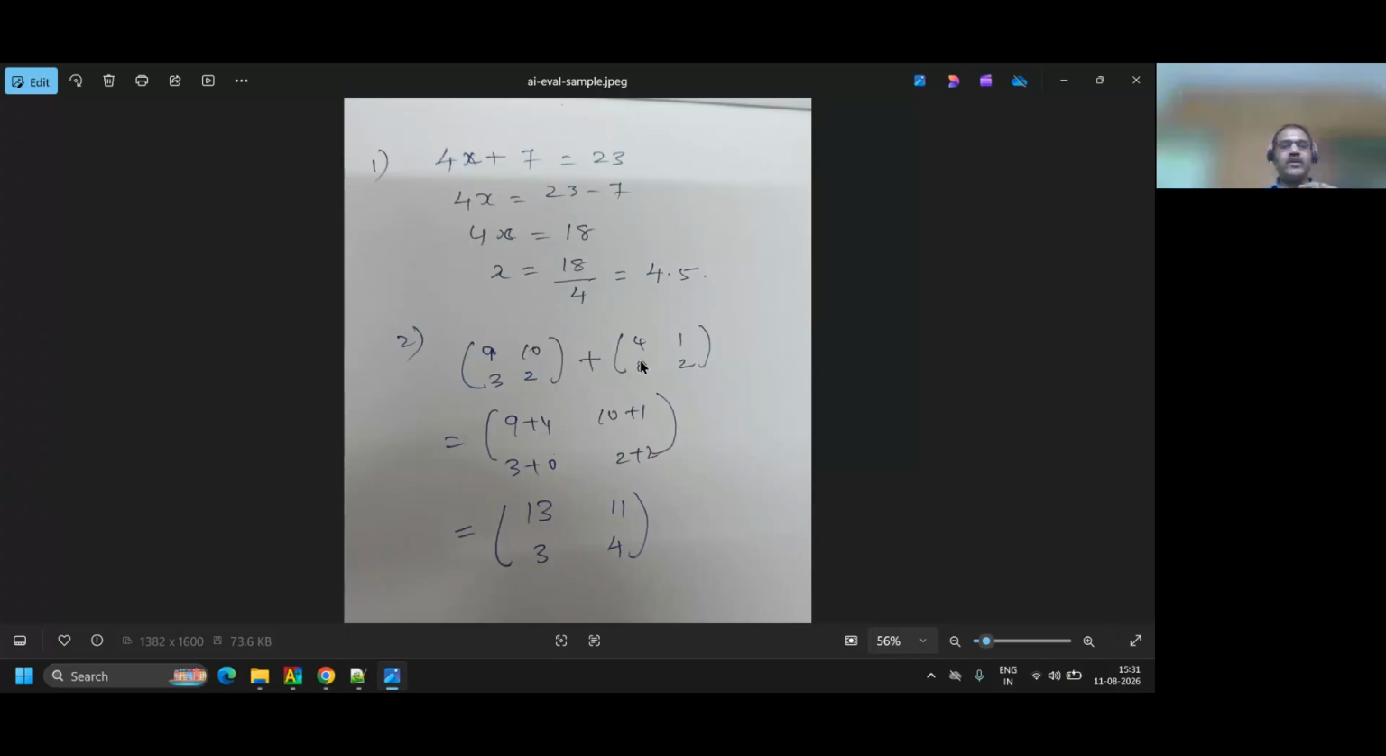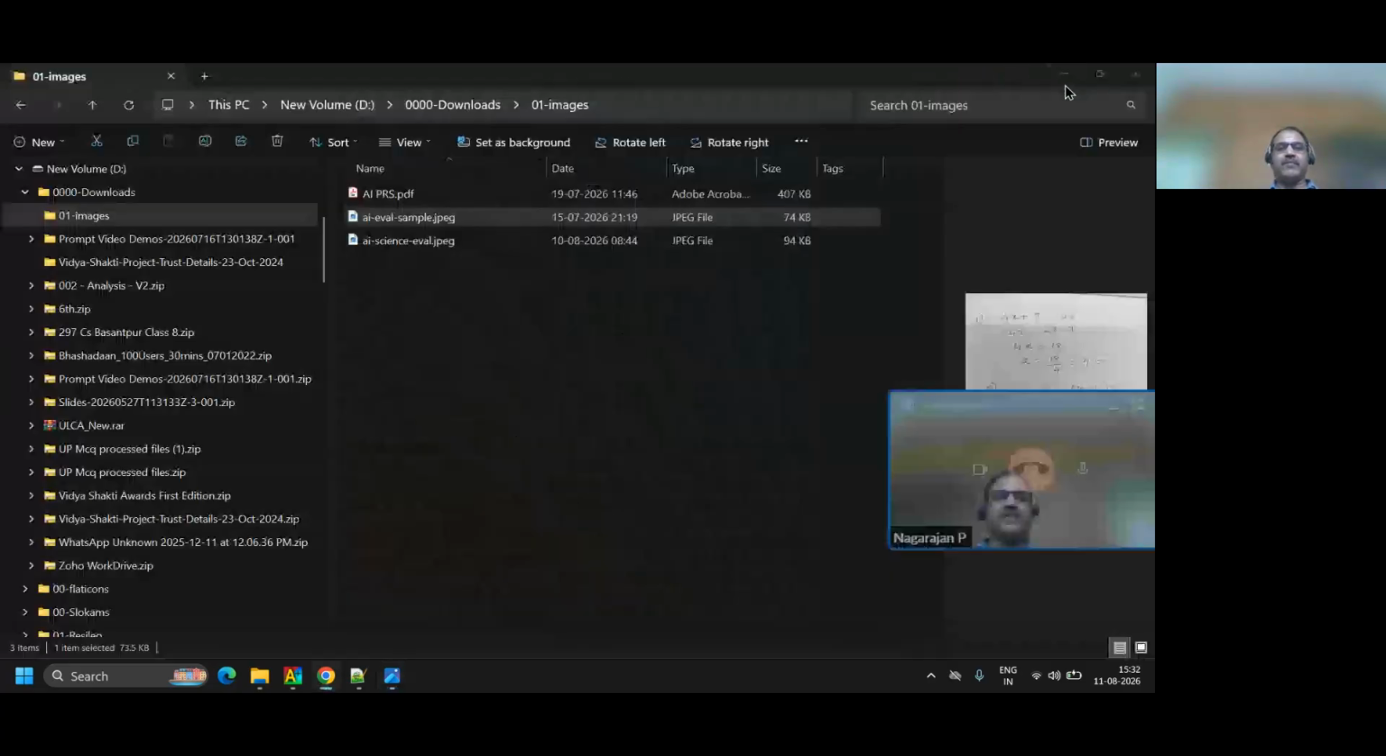This bracket hits this 2, whereas these brackets are not touching. Very clear. And slightly slanting. If you look at this sum, everywhere it is going slanting. And here also the student has written slanting. This is typical student's handwriting. Now watch the magic.